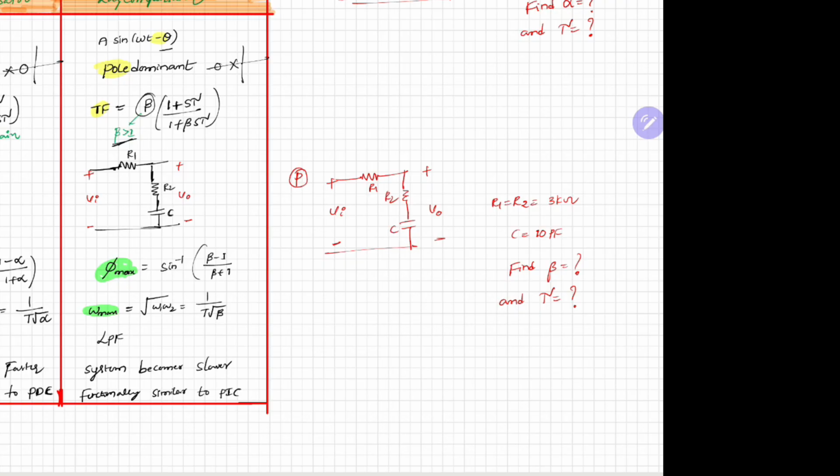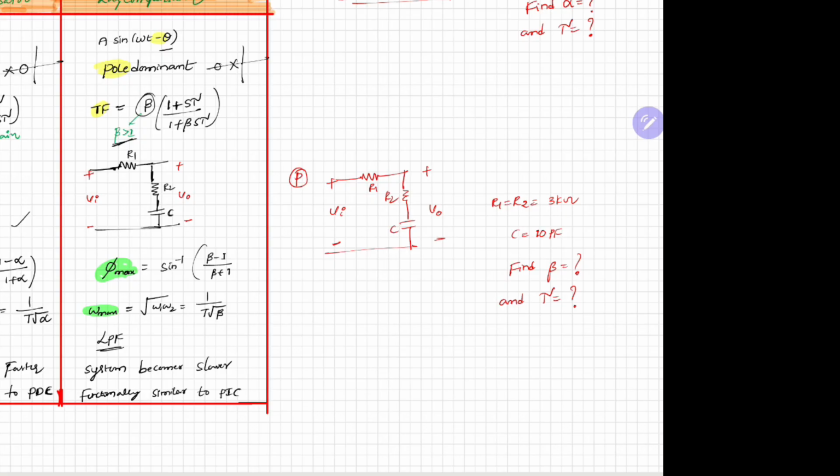If you see the circuit of lead compensator, it looks exactly like a high pass filter. It is actually a high pass filter. It is R1 and C in parallel, connected to the resistor in series. Here it is a high pass filter. Here I have mentioned the point: lead compensator is a high pass filter and lag compensator is a low pass filter.